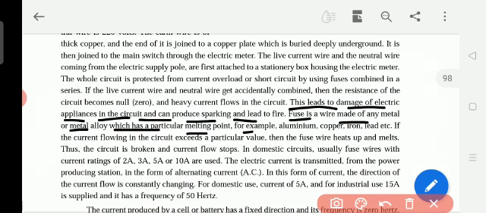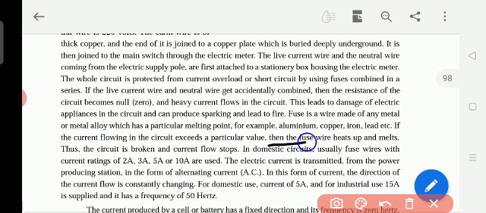For example, aluminium, copper, iron, lead, etc. are used for the fuse. If the current flowing in the circuit exceeds a particular value, if a higher current flows, the fuse wire immediately heats up and melts, so that electric current will not pass to other electrical appliances and they are safe.